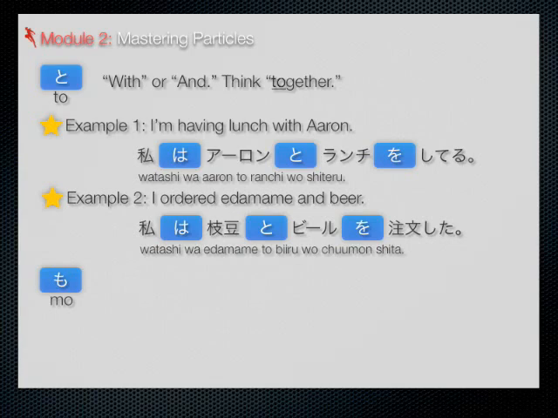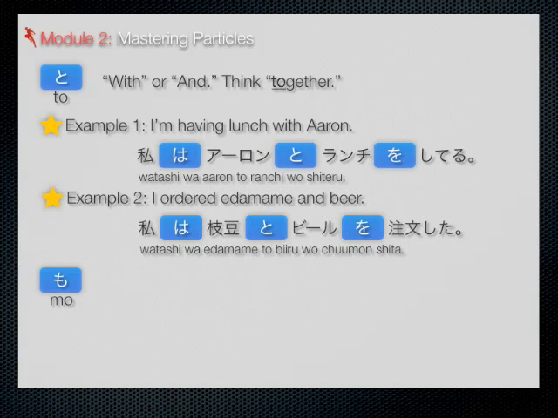Between the words edamame and beer, you want to put a to. If you have a list that has more than 2 items, you would just put a to between each of the items. So if you wanted to say edamame, beer, and chuhai, for example, which is another alcoholic Japanese drink, you could say, watashi wa edamame to biiru to chuhai o chumon shita. So chumon means to order, in case you're wondering. So that's how you use to for lists and when you're trying to say and in a Japanese sentence.